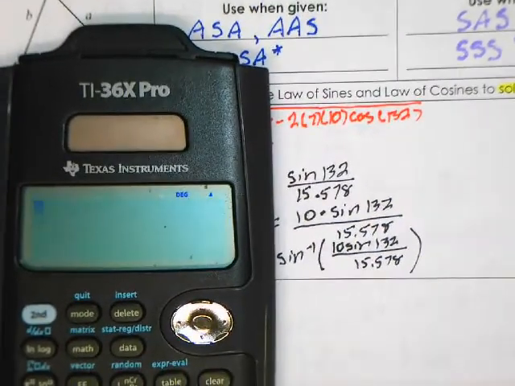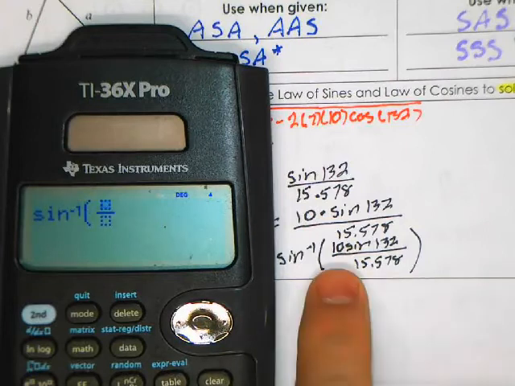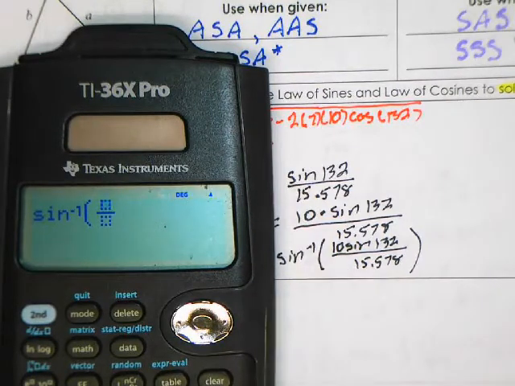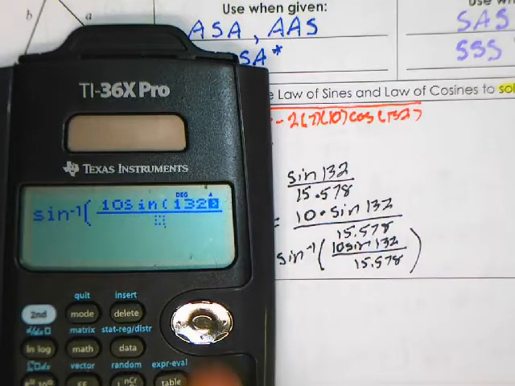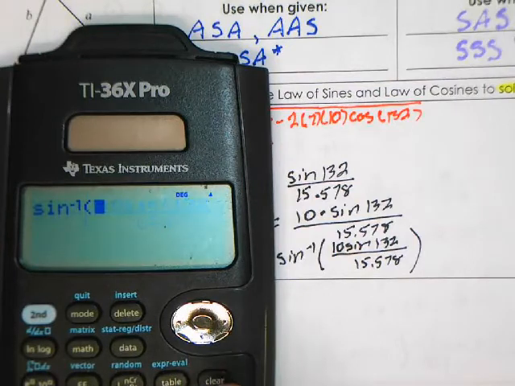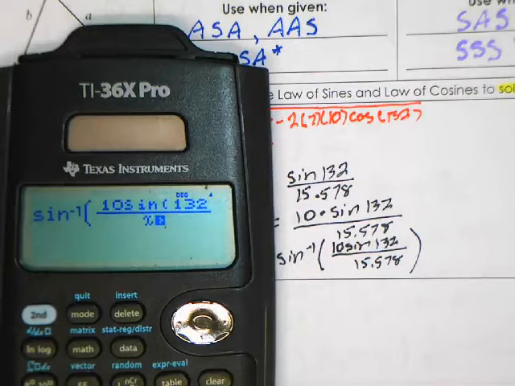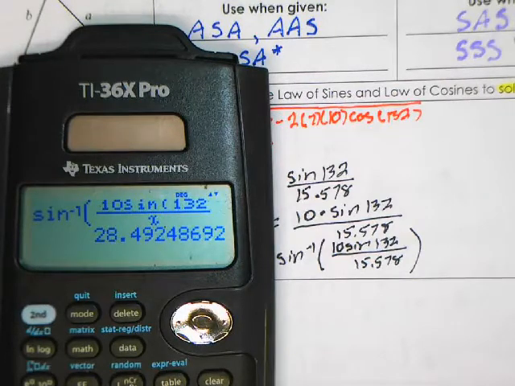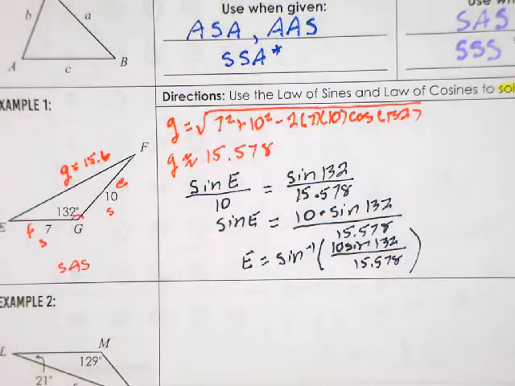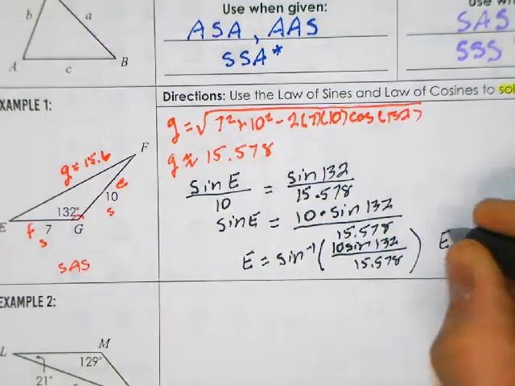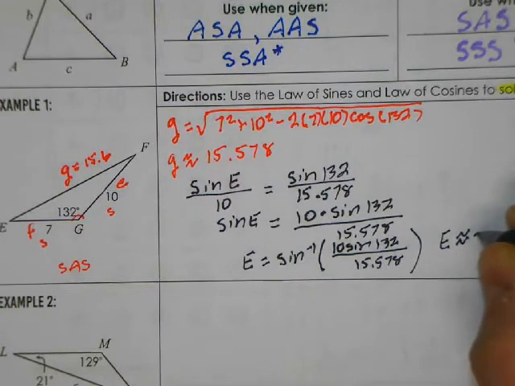So here I'm going to say inverse sine and hit my fraction button, and I'm going to say 10 sine of 132 over that number that I have saved. Oops, not that one. All right, 10 sine 132 over the number I have saved. There we go. I'm going to hit enter, and I get about 28.5 degrees. So E is about 28.5 degrees.